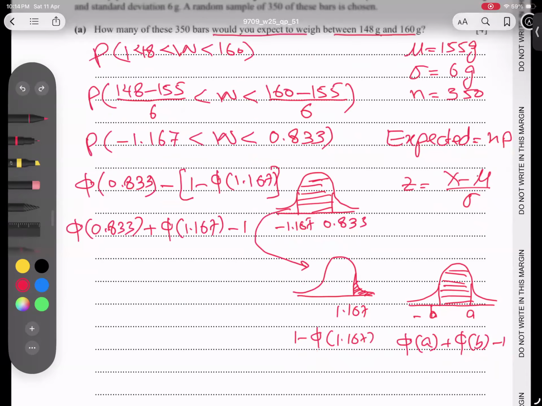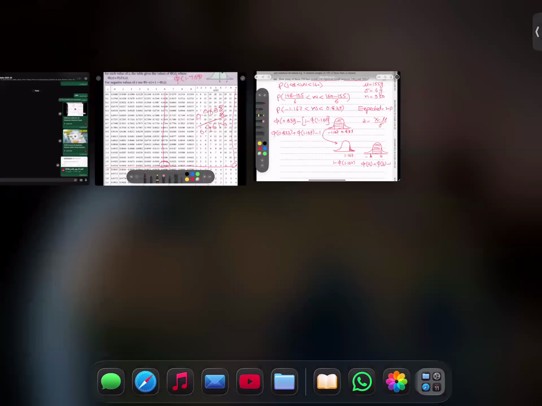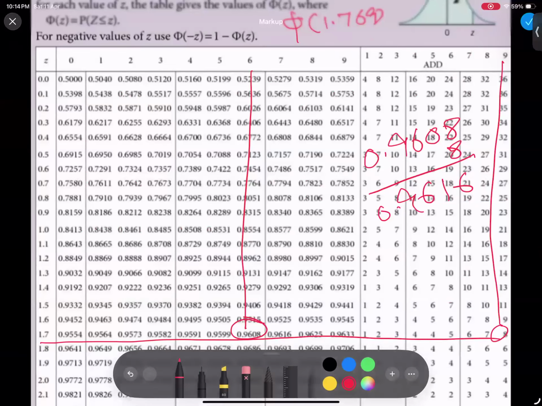And now I'm going to plug in the values and get the answers. First of all, I have looked very carefully at how to get the value of this one, 0.833. Hold on.